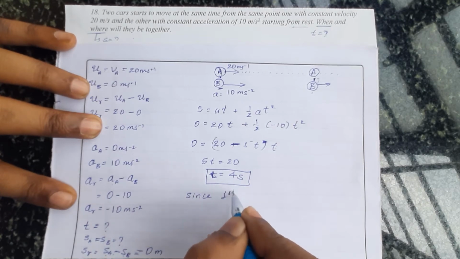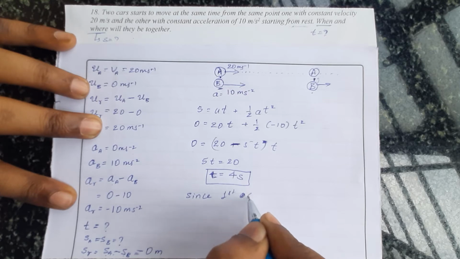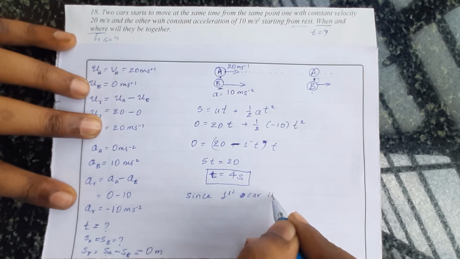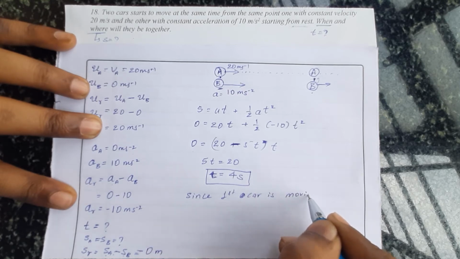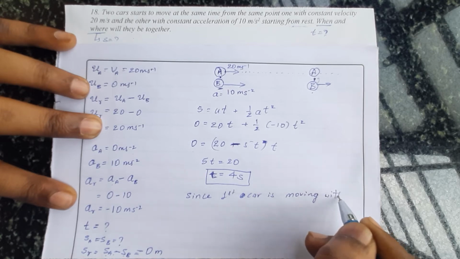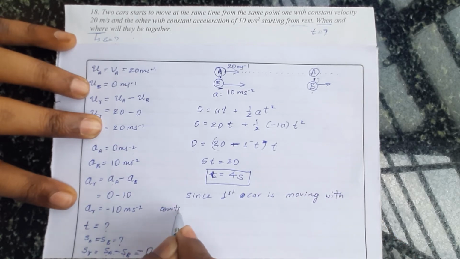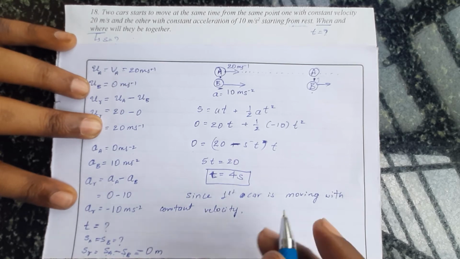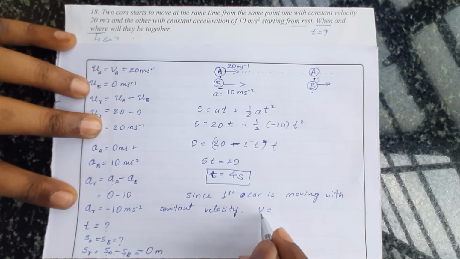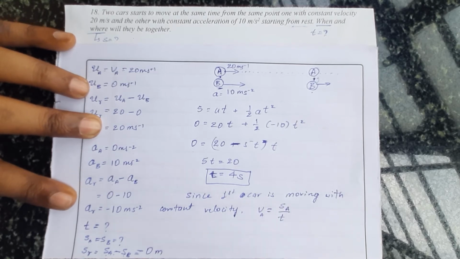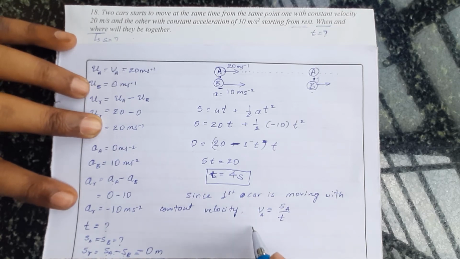Since first car is moving with constant velocity, we can write VA is equal to displacement of A by time, right? You have to mention this, or else you should write S is equal to UT plus half AT squared, A is equal to 0, and then you can get the same formula. Okay, I hope you are clear with this.